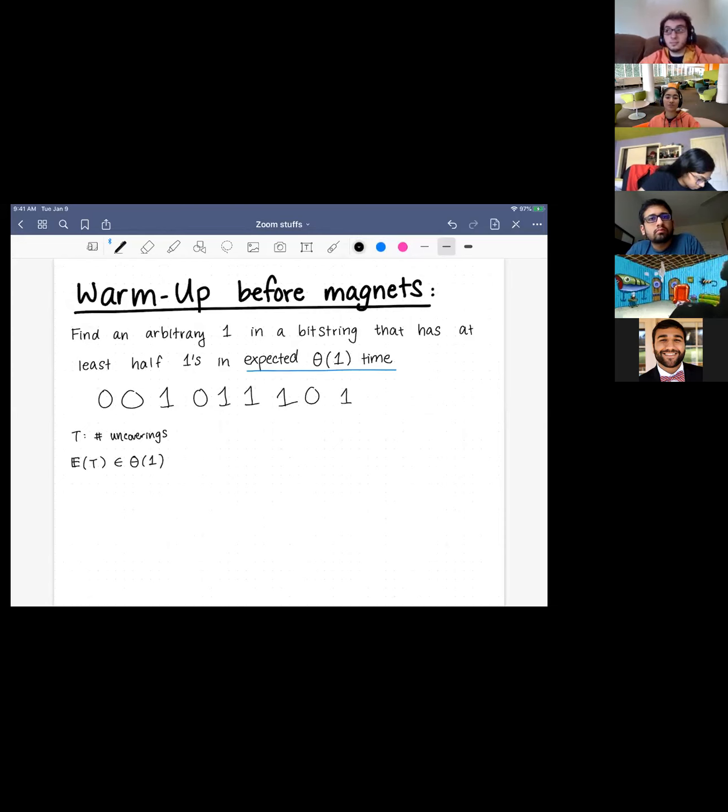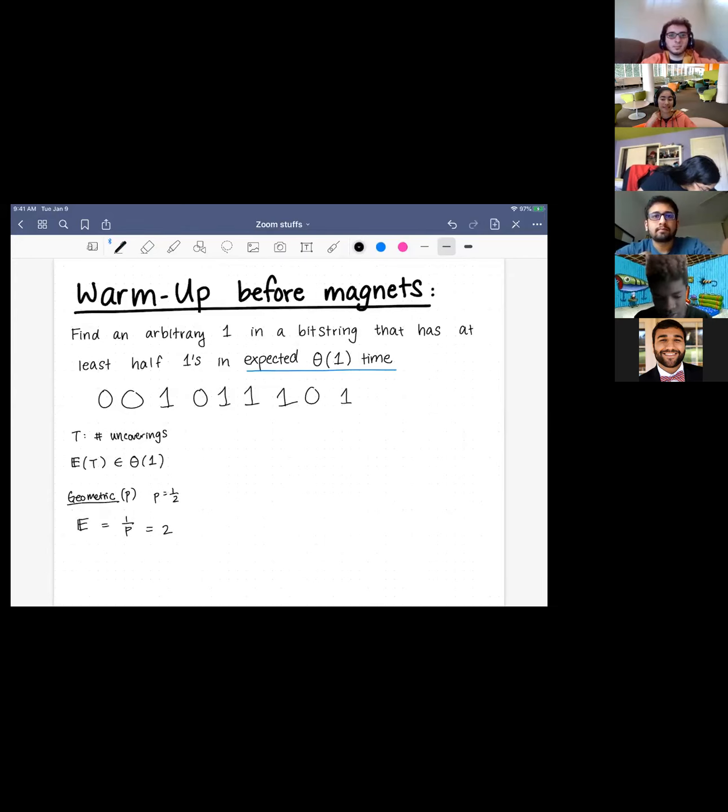So the strategy here is that you could just say this is a geometric distribution, and the probability parameter is 1/2. Therefore, the expected number of steps it takes is 2, because for a geometric random variable, which t is, if it has a probability parameter p, then the expected value is always going to be 1/p. So in this case, p is equal to 1/2. So our expected value is 2, and that gets us theta of 1.